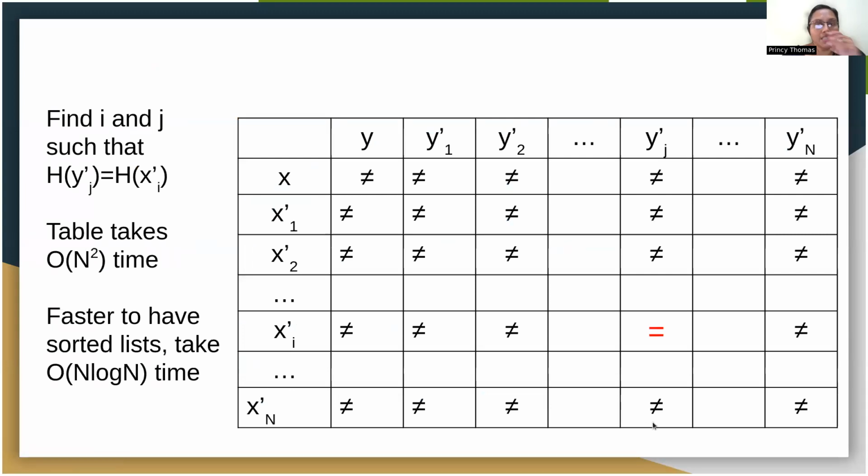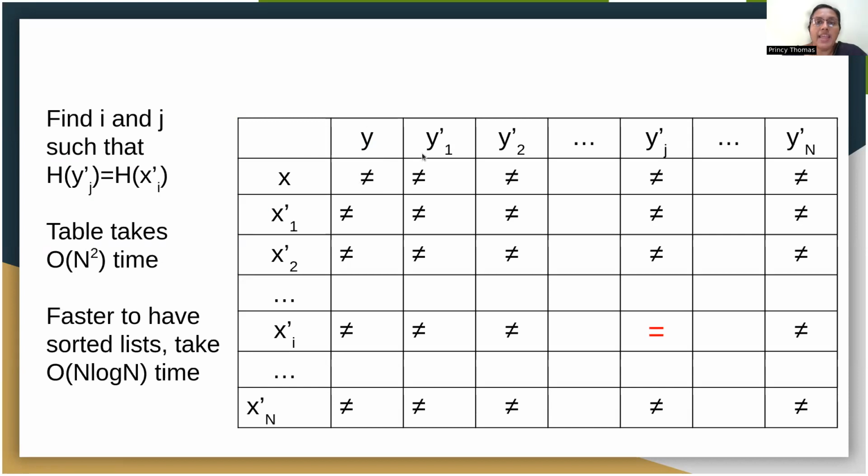So this is diagrammatically the birthday paradox. Find i and j such that H of Y' of j is equal to H of X' of i. So we have the original message X and Y, which are not equal.